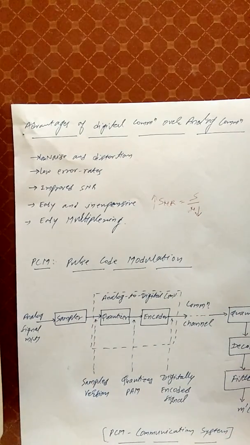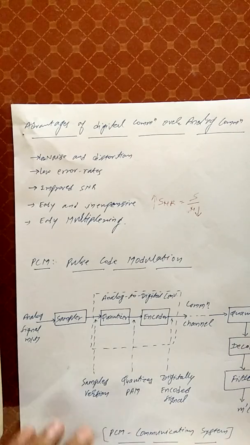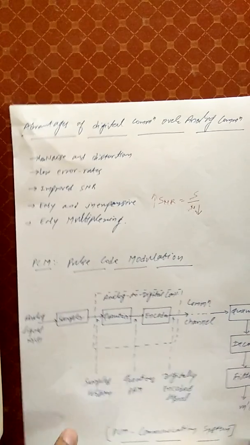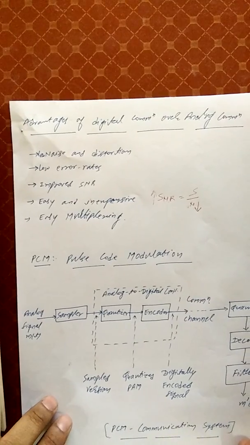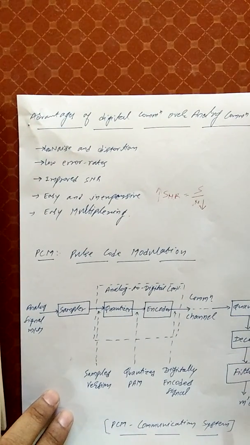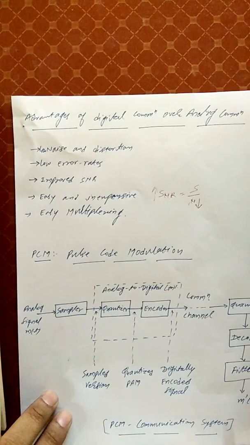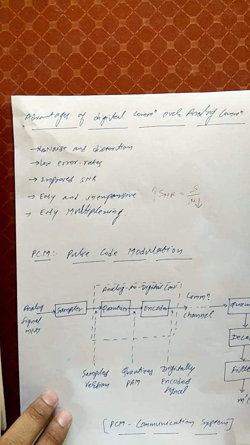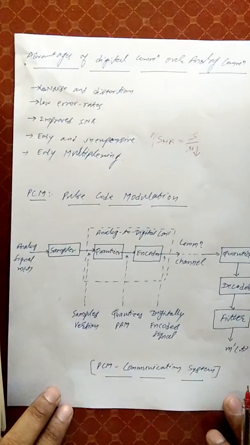Next, it is easy and inexpensive. Digital signal storage is relatively easy and inexpensive. The multiplexing of several digital signals is also easier and more efficient. So these are the advantages of digital communication over analog communication, and that is why we mostly prefer digital communication as compared to analog communication.